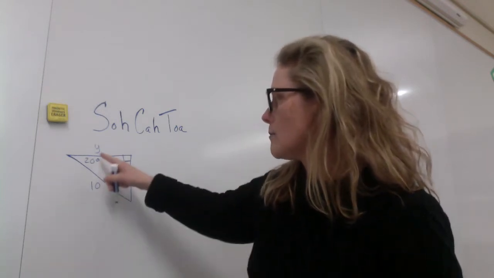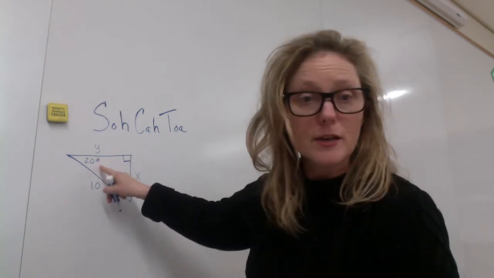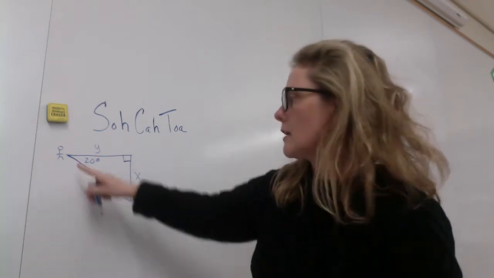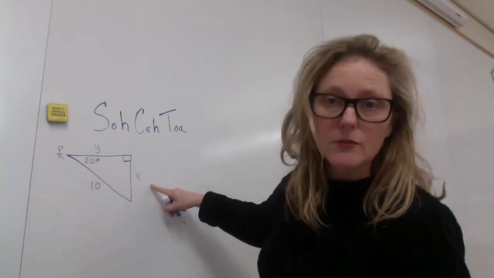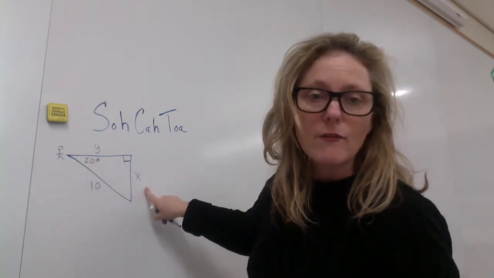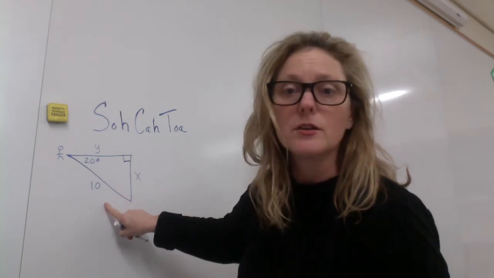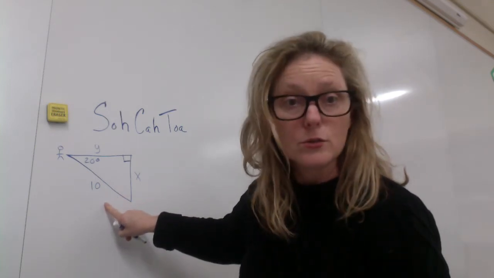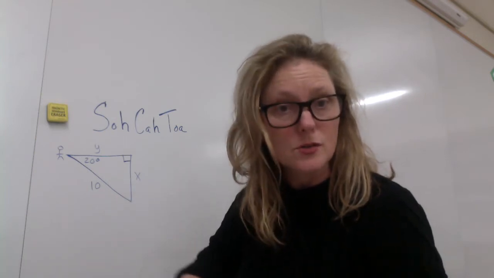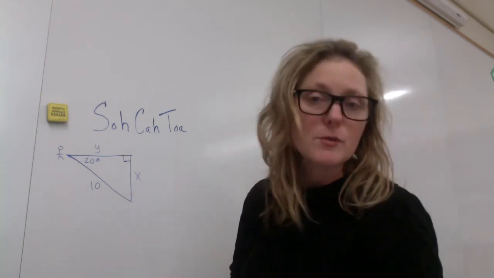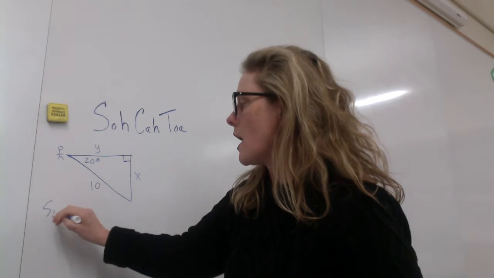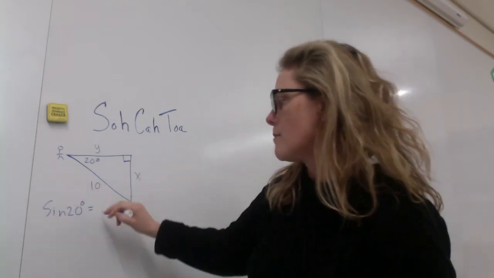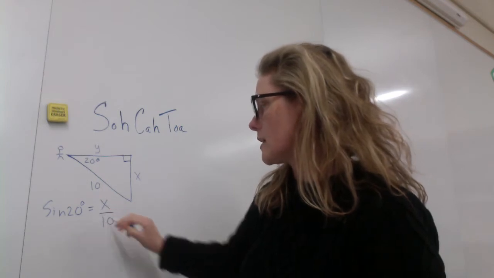I also don't have a special right triangle here, so I don't want to use either one of those. So I'm going to look at my 20-degree angle, and if I think of myself as standing right here, if I look opposite, that's my x. So I have opposite and I have the hypotenuse. So Diana, I want to use sine. So I'm going to set up sine: sine 20 degrees will be opposite over hypotenuse, so that's x over 10.